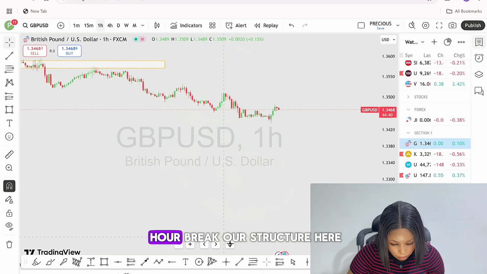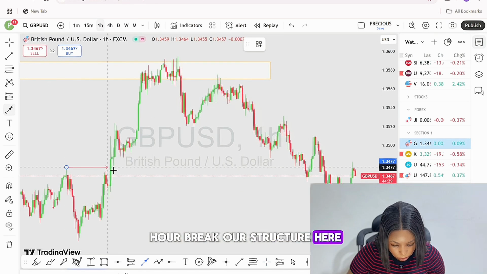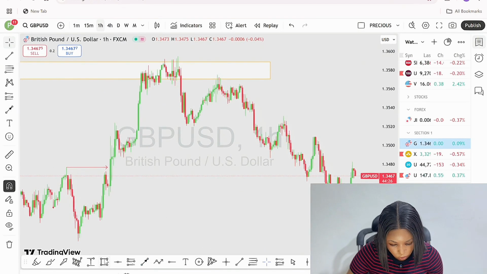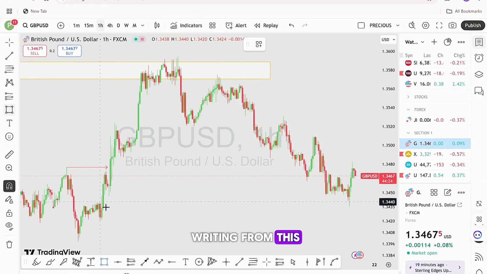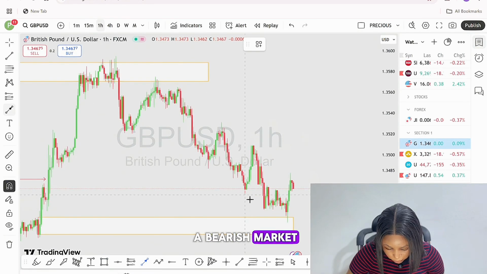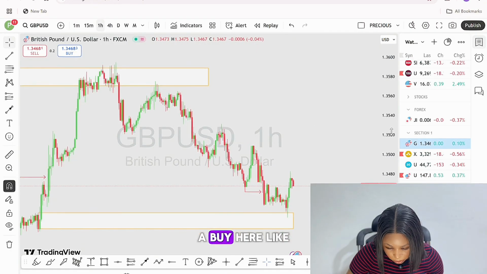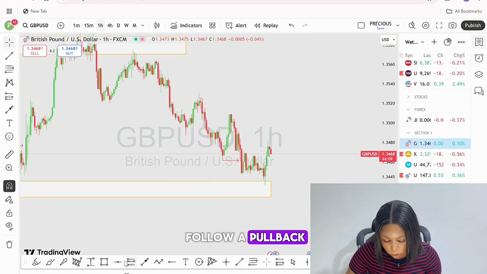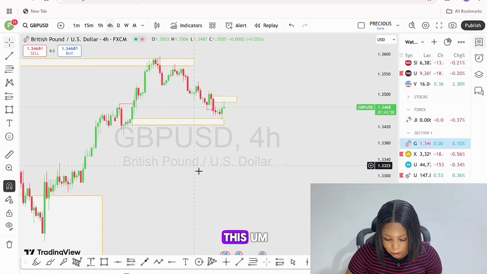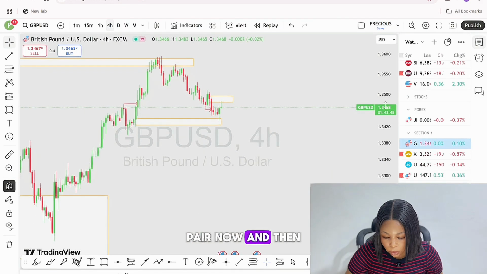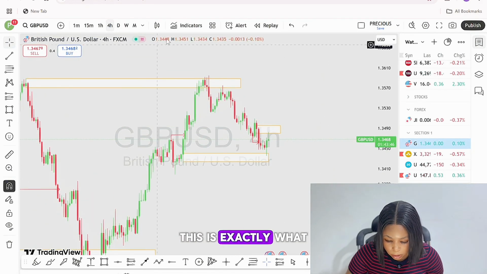Let's go to 1 hour. Break of structure here. You can see price reacting from this, but then this is a bearish market. But that does not mean I can't take a buy here, like follow a pullback. I want to trade this pair now, and then I want to swing it. This is exactly what I'm going to do.